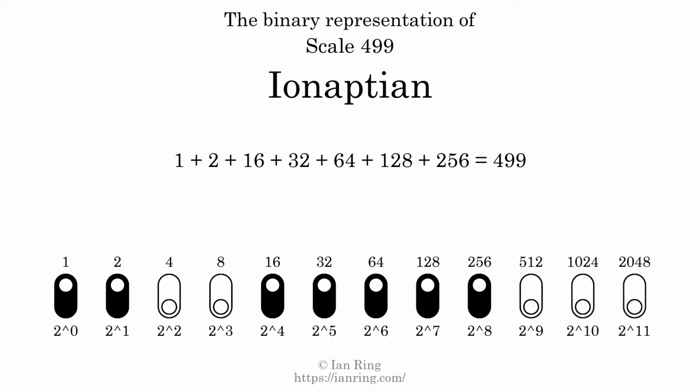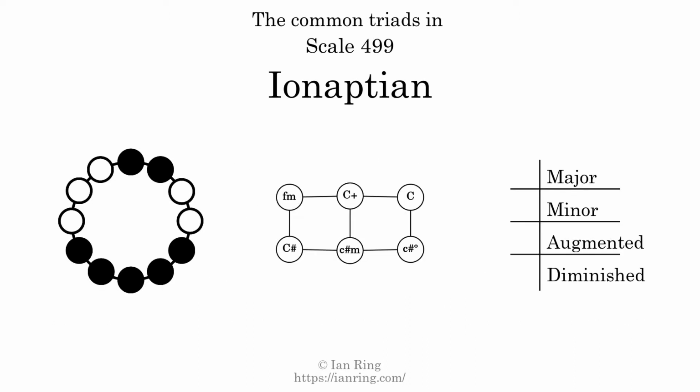The scale number not only enumerates the scale with a unique index, but it also literally describes the tonal content of the scale. Represented as a binary number in base 2, the scale number is 0001111110011. Here are the common triads present in this scale.